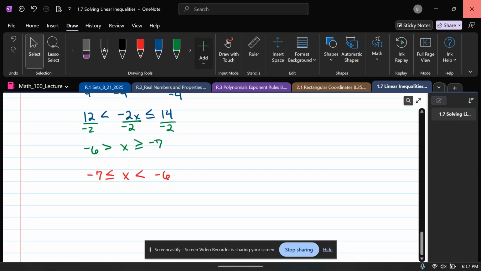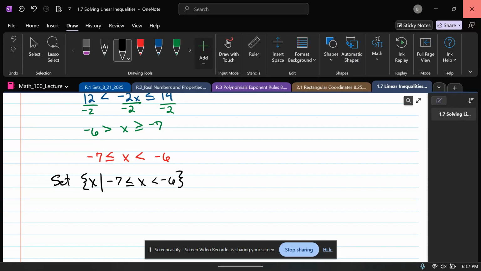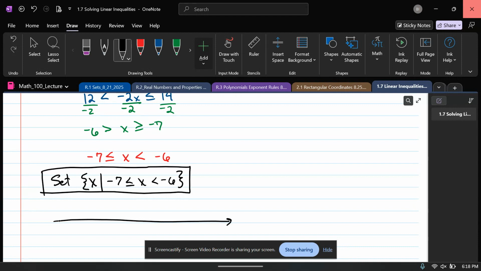Now let's put it in the forms. So we got the set form. All x's as long as negative 7 is less than or equal to x is less than negative 6. That's pretty easy and boring. Number line wise, you don't have to go far here.